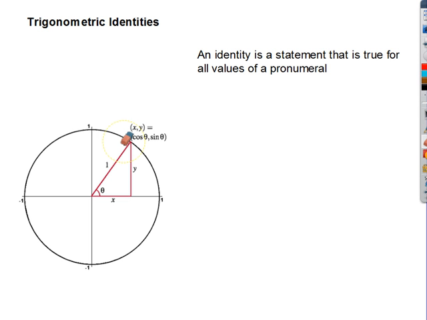Hi girls, just a quick recap of our lesson the other day. We're going to have a look at some trig identities. So what is a trig identity?